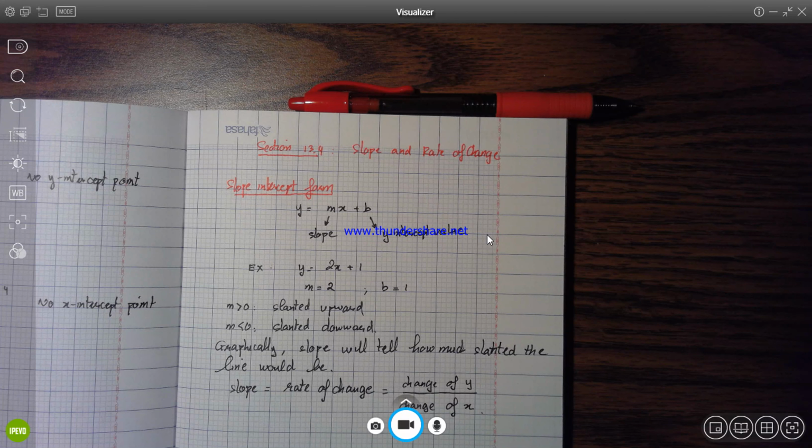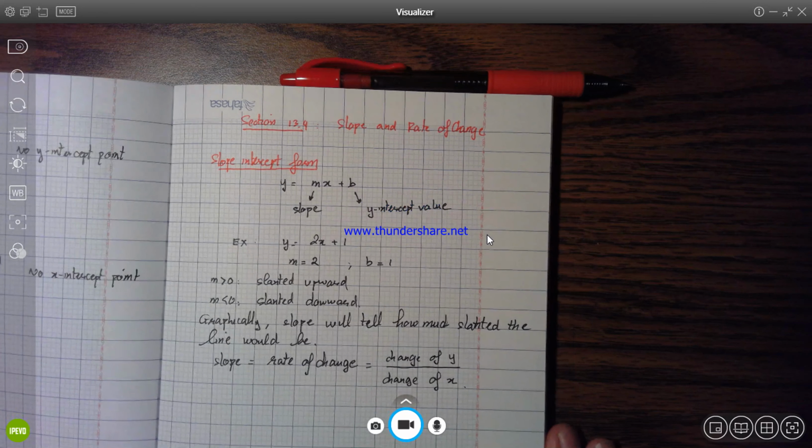I know that some of you are still really confused right here. What is this change of y? What is this change of x? Okay, let's make it clear.